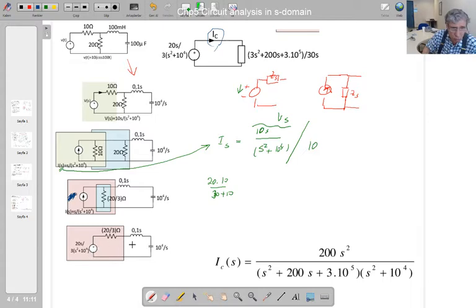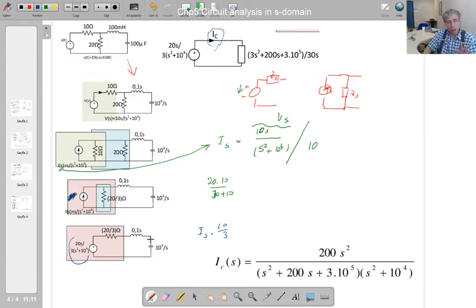This voltage source voltage is going to be this Is times that resistance, isn't it? 20 over 3. So if you do this operation, you're going to end up with this. This impedance or this resistor value is going to be the same when you move it from parallel to serial.